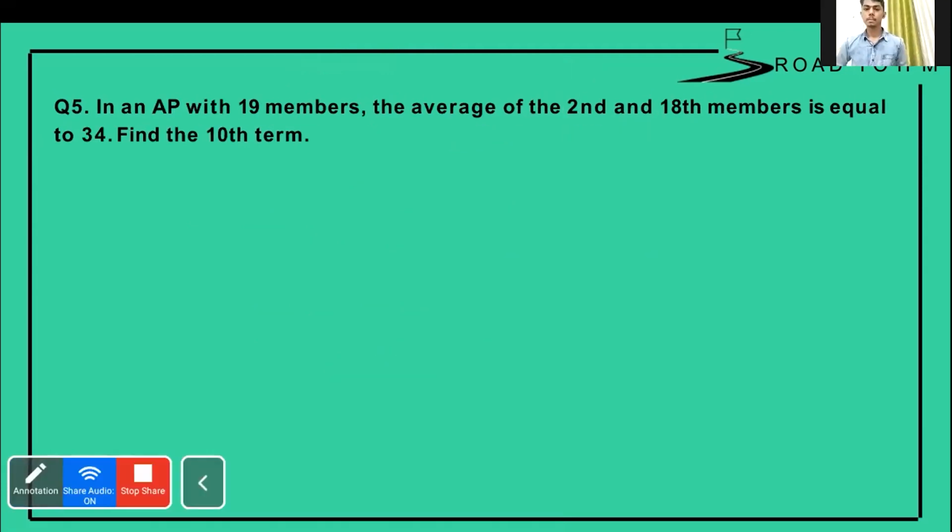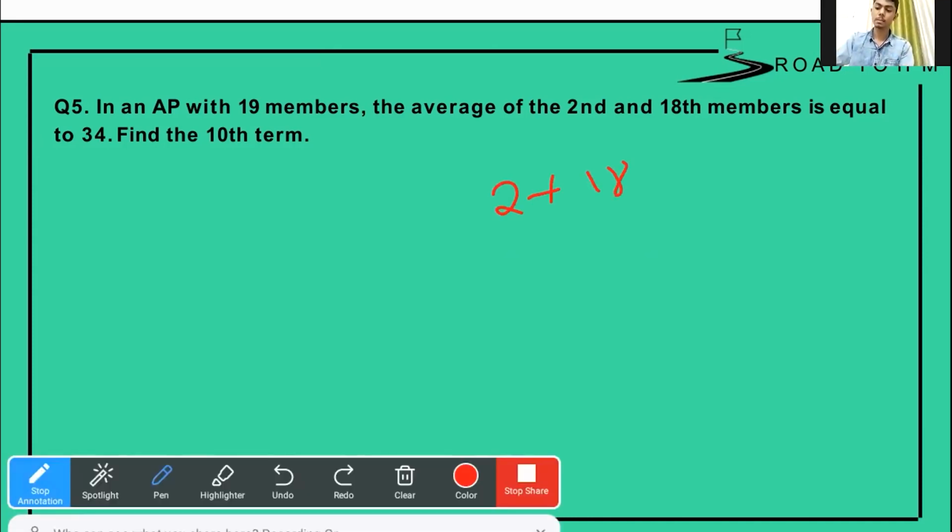That's it. Next, again based on the same concept. In an AP with 19 members, the average of the second and 18th members is equal to 34. Find the 10th term. This is like the other way around the previous question. So second and 18th member terms, right? And there are 19 members. So as you can see, 2 plus 18 minus 1. So it works. So 2 and 18 are corresponding terms of an AP.